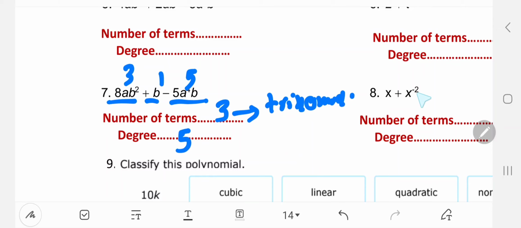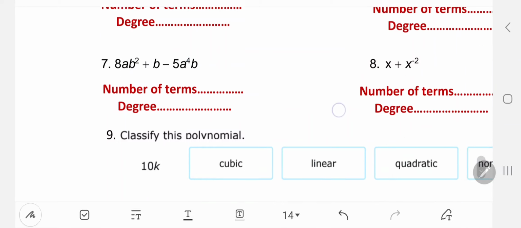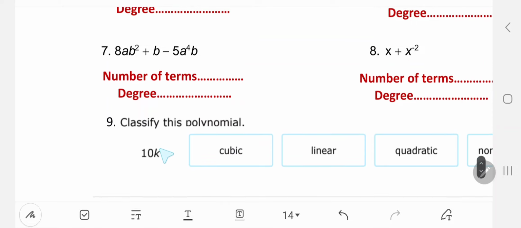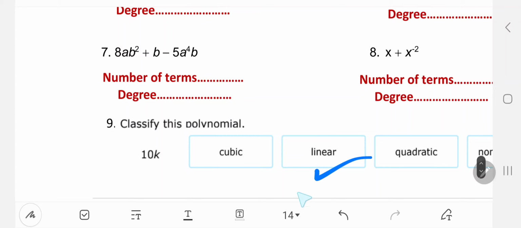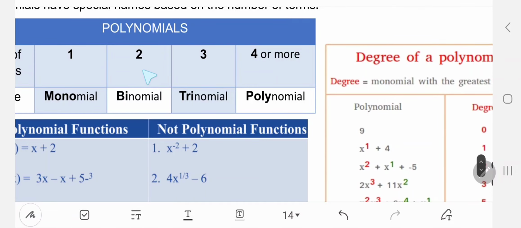Trinomial. The power here is negative, so non-polynomial, or not polynomial. Okay, not polynomial. Next, what do you have? Classify the polynomial 10k. K is power 1, and we agreed that when the power is 1, we call it linear. Power 2, quadratic. Power 3, cubic. Number of terms, if it is 1 term, monomial, 2 terms, binomial, 3 terms, trinomial, 4 or more, polynomial.